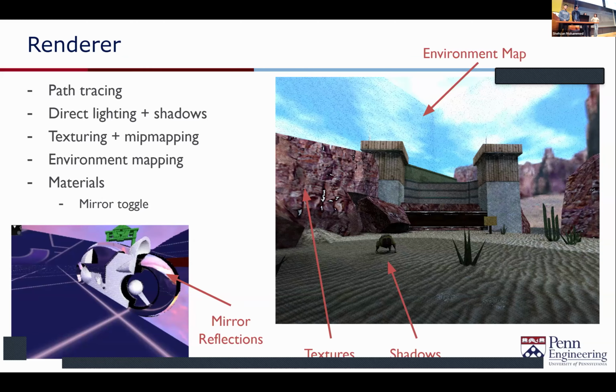Another thing we have is materials. We actually have a toggle that the users can specify if they want a mesh to be a mirror, and this just shows off the visual aspects of our path tracer.